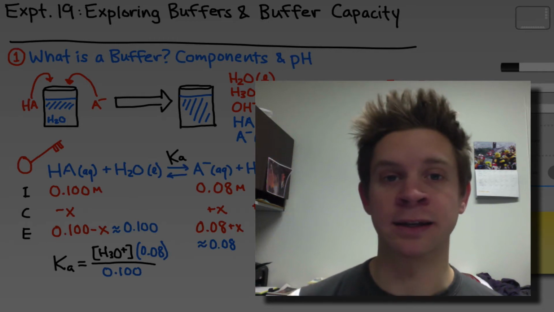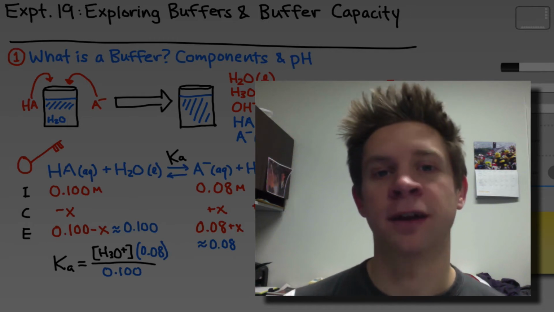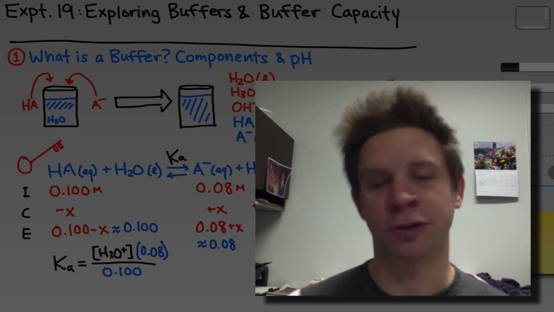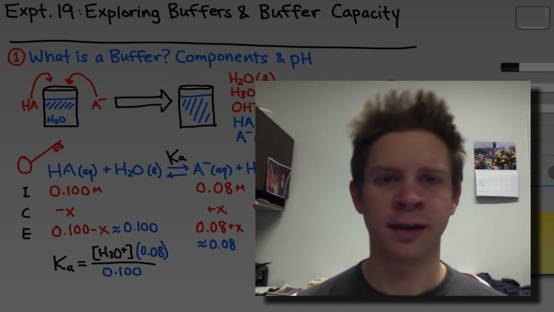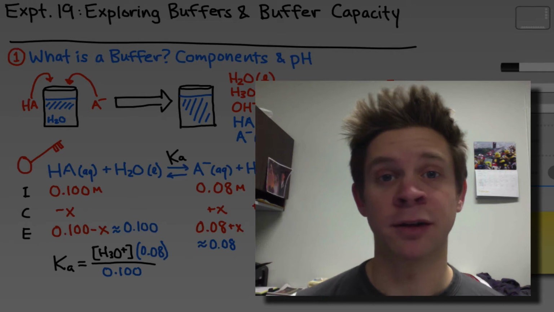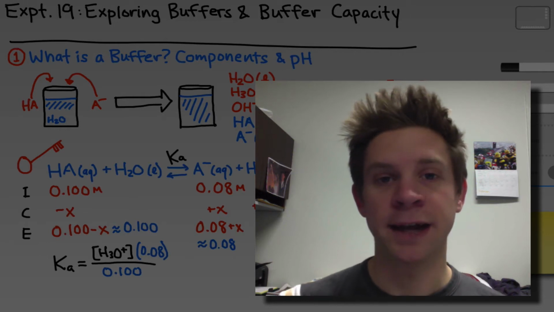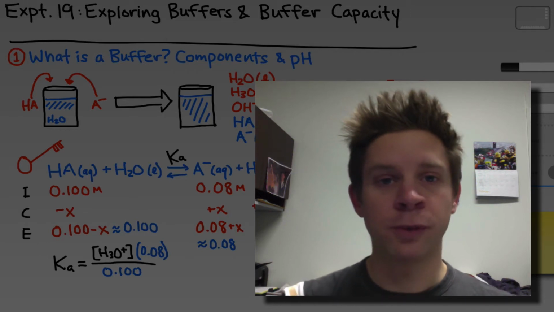This is really the advantage and the purpose of buffers, that they are very stable to the addition of strong acids or bases. So they have all kinds of applications in laboratory chemistry and beyond for maintaining the pH of a mixture, for example, a swimming pool.